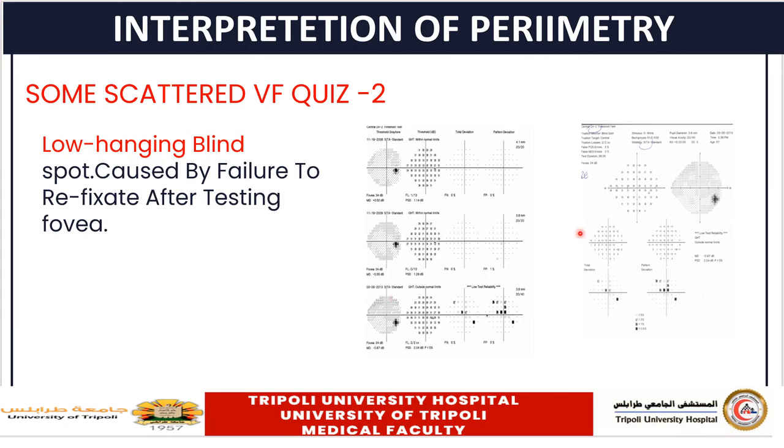In this slide, you can see the visual field of this patient is completely normal, except that the blind spot is a little bit hanging down. This is called a low hanging blind spot because of poor fixation of the patient. Now, after we repeat the visual field, you can see the blind spot is correctly located here. So this is named low hanging blind spots.